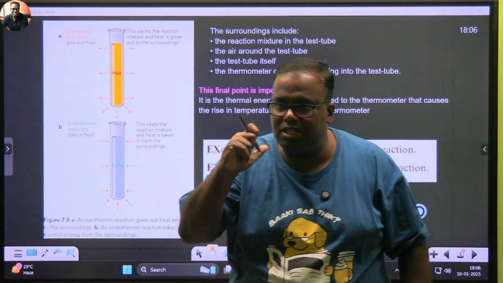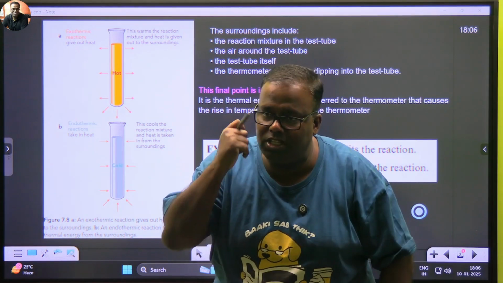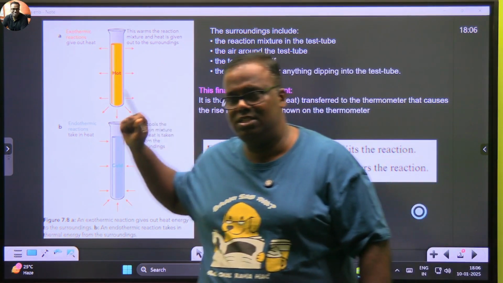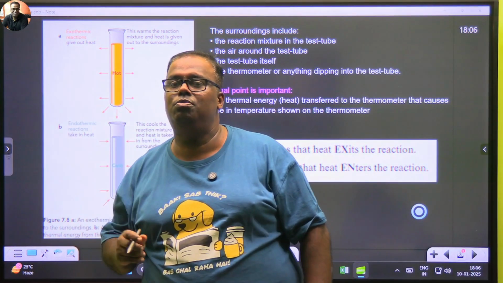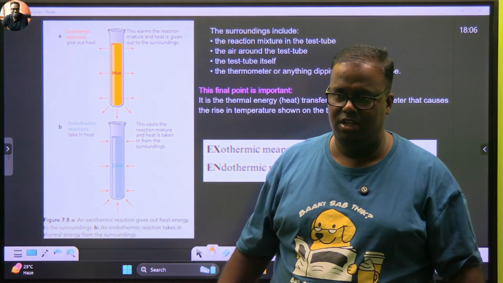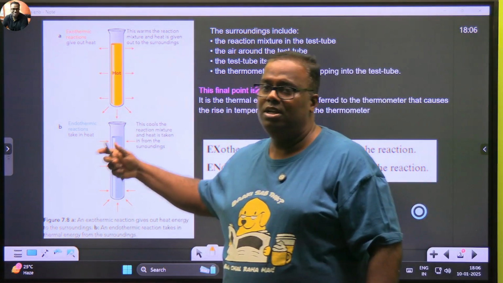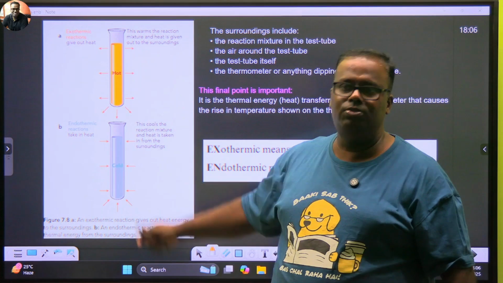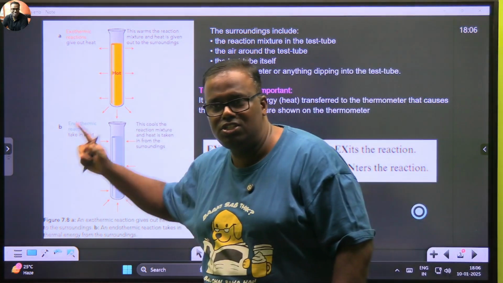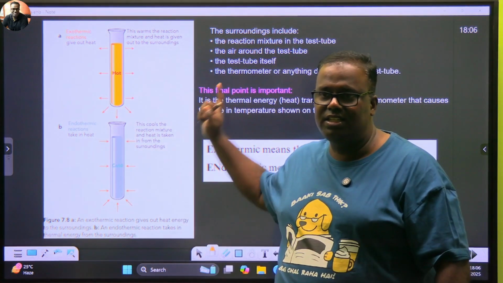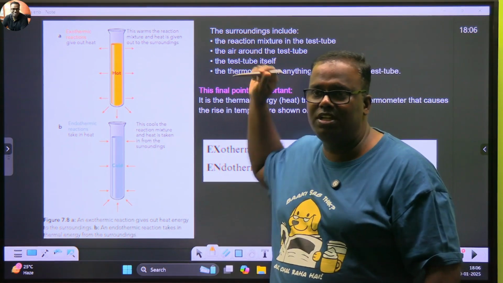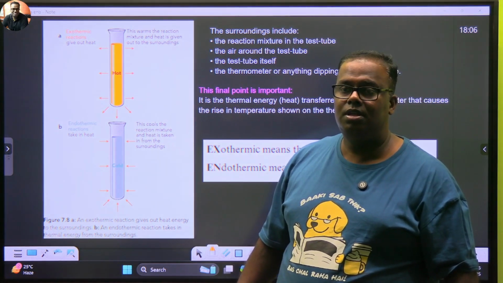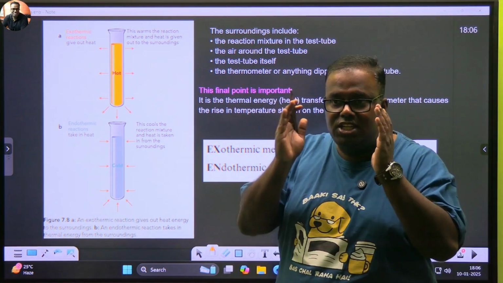Our thermometer cannot measure the system. Our thermometer can only measure the surrounding. We get to know whether the reaction is endothermic or exothermic based on the surrounding temperature. And in chemistry lab, the test tube is a surrounding. The test tube body is a surrounding. The air around the test tube is a surrounding. Inside the test tube is a surrounding. The thermometer inside the test tube is also a surrounding. System is the reaction that is taking place.